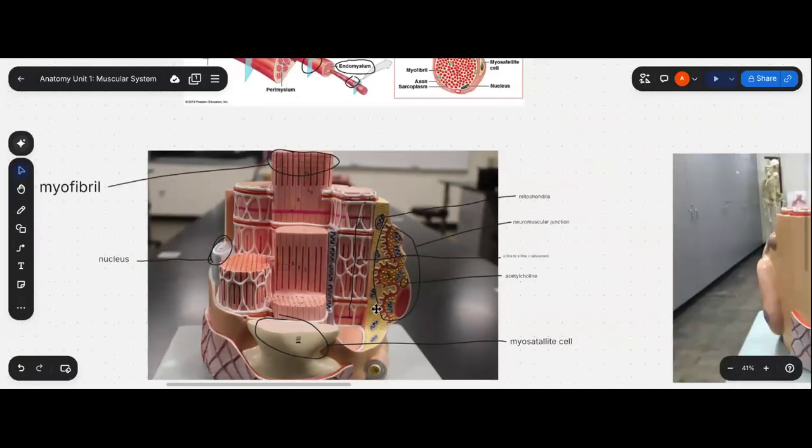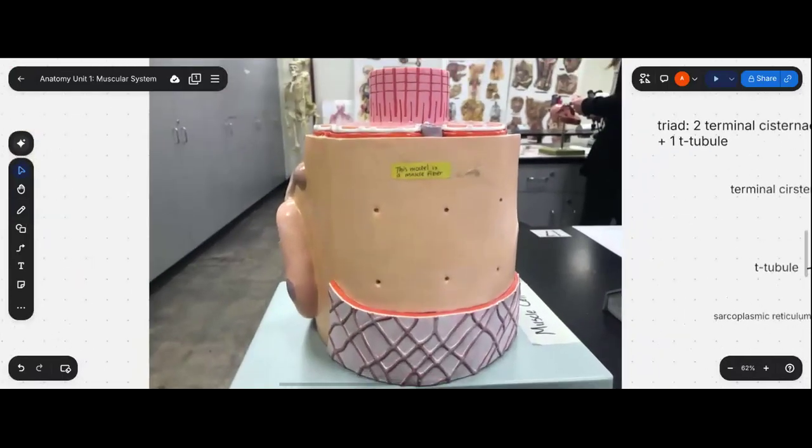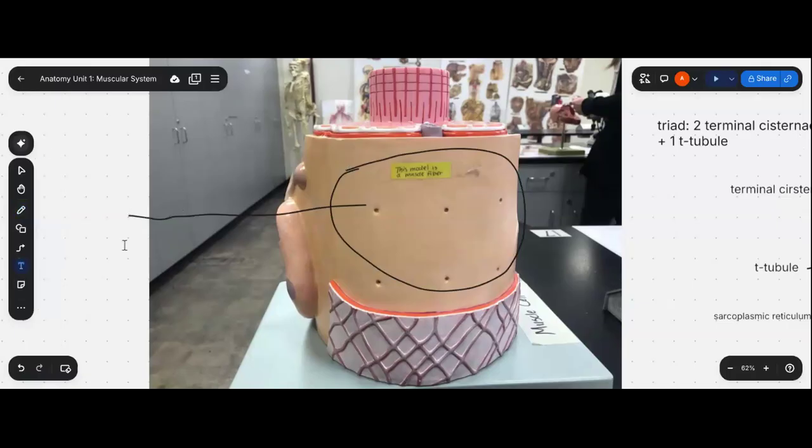All right, now on the outside, so this is looking on the outside of this muscle model, you need to know the two layers. So this tan layer, this whole portion over here, that is your sarcolemma.